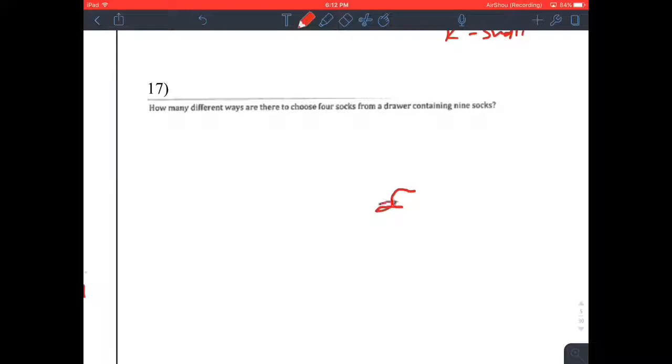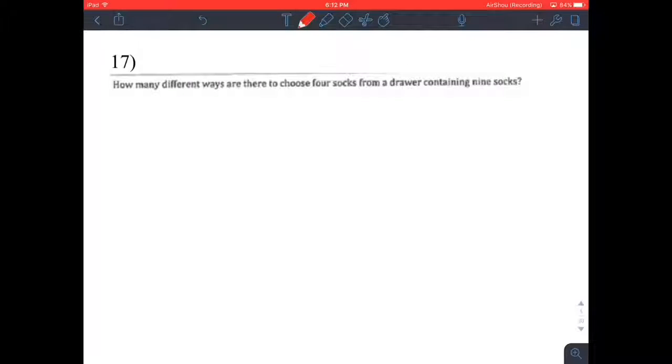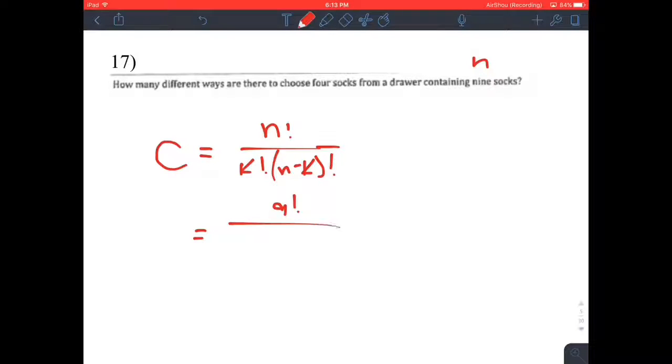How many different ways are there to choose 4 socks from a drawer containing 9 socks? So you can see here the order wouldn't matter in which you choose the socks. Sock 1 has no special value versus sock 2 that you choose. So the formula is n factorial over k factorial times n minus k factorial. So n in this case is 9. K in this case is 4. 9 minus 4 is 5.